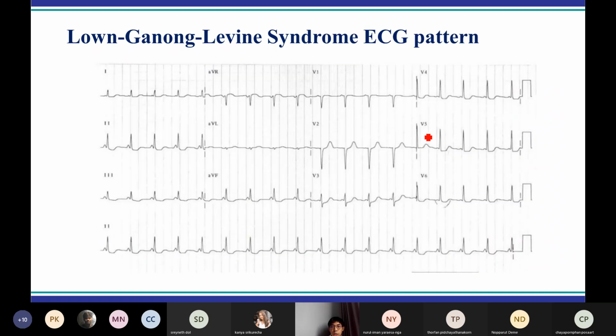This is the ECG of Lown-Ganong-Levine syndrome, which is one type of pre-excitation. This ECG has a very short PR interval, but you could not see any delta wave. This is the typical ECG for Lown-Ganong-Levine syndrome: a short PR interval without a delta wave.